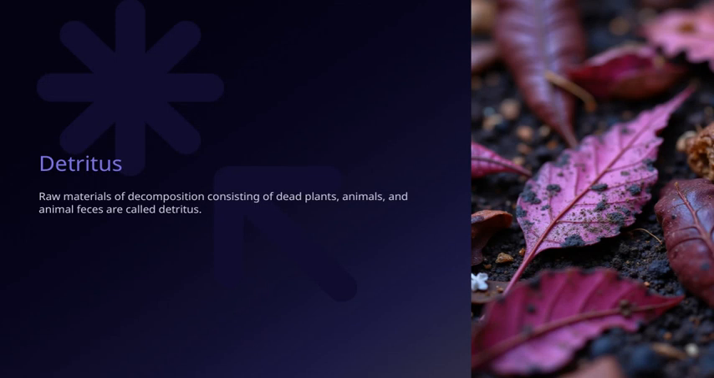Let's talk about the raw materials of decomposition, which are essentially dead plants, animals, and even animal feces. These materials are collectively called detritus. Detritus plays a crucial role in ecosystems because it serves as the foundational material that decomposers break down. When we think about nutrient cycling and energy flow, detritus is what fuels the process by providing the organic matter needed for decomposers to thrive. Understanding detritus helps us see how ecosystems recycle nutrients and maintain balance over time. So, in essence, detritus is the starting point for decomposition, which is vital for sustaining healthy, functioning ecosystems.